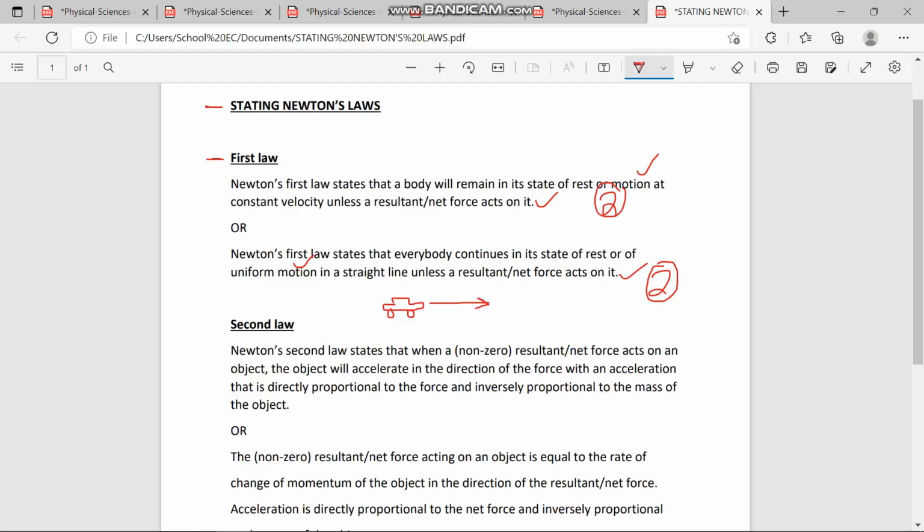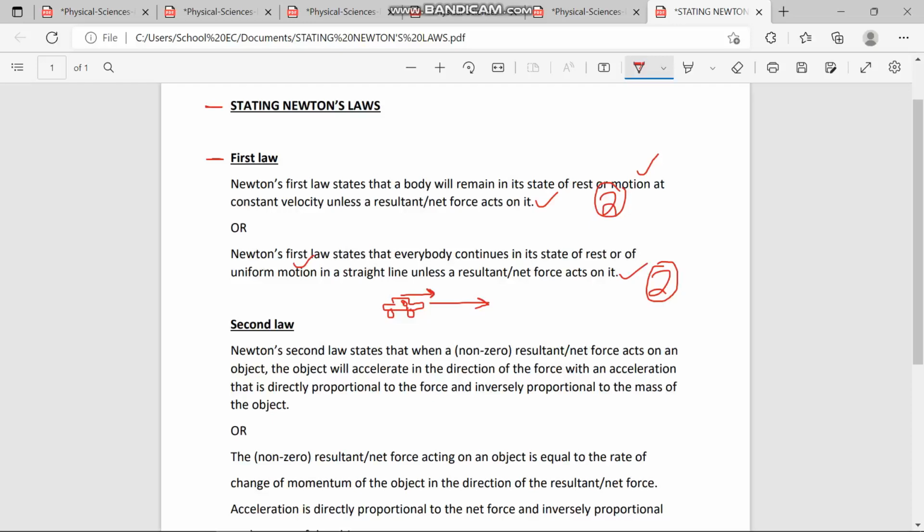So the car will always be moving. As you are the passenger here, you're moving at the same speed as the car. So it will continue moving in its uniform motion unless there's a net force acting on it. A net force might be the driver applying brakes. If the driver applies brakes, you will see that even the passengers will want to continue moving forward, until the safety belt helps.